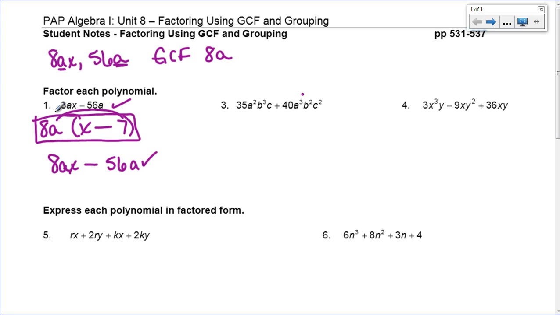So now let's talk about number 3. We're going to do the GCF for number 3 up here again, just like we did for the one a minute ago.